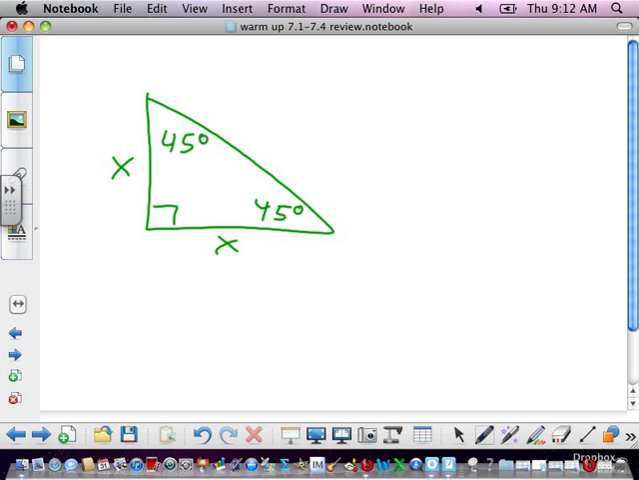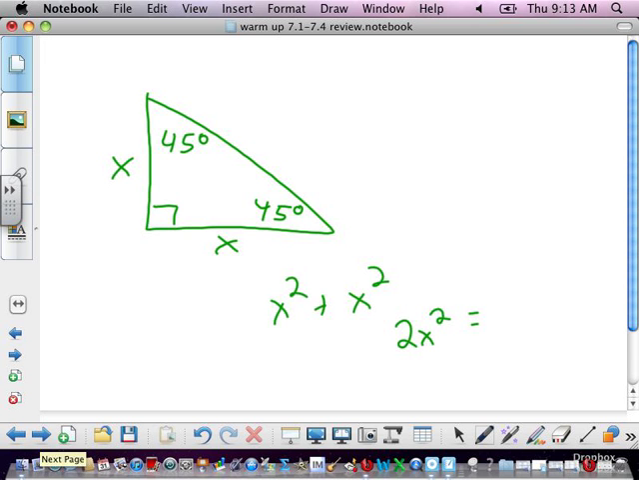Well, let's think about it. We know all of these will work through the Pythagorean theorem, right? All right. So x squared plus x squared. How many x's do we have? 2. And they're both x squared, right? So we have 2x squared.